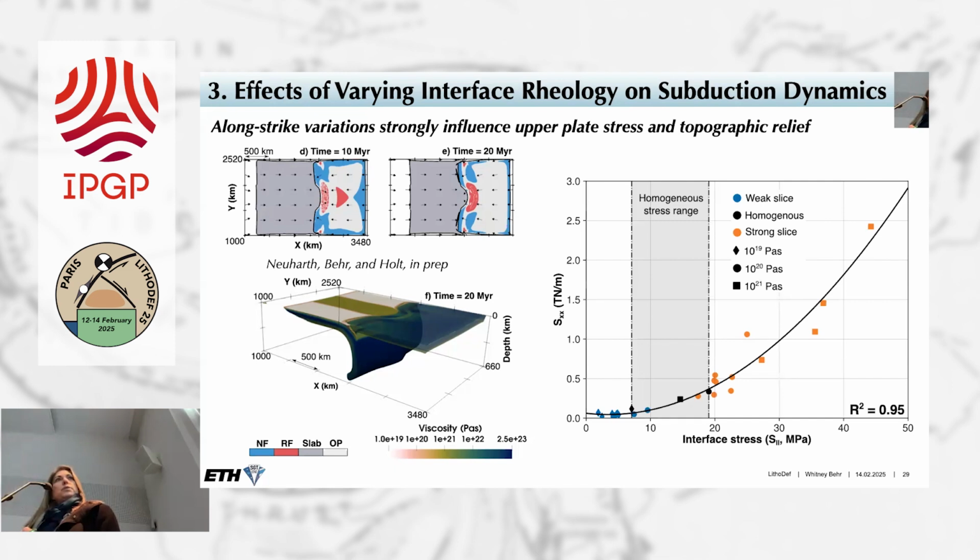Another interesting thing that he's looked at is the average interface stress over the model duration against the horizontal compressive stress in the upper plate. And he sees a general good correlation between those two. But interestingly, the homogeneous models have much lower stresses than the models with along strike variations. And the reason for this is that because you have weak material and strong material on the interface, the weak part actually drives faster subduction, and you therefore get much, much higher stresses around the strong domain than you would in a constant interface viscosity model.